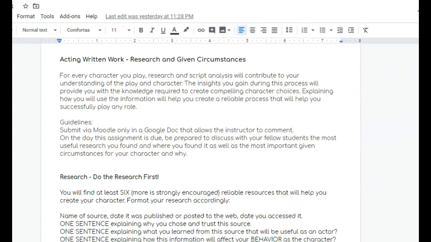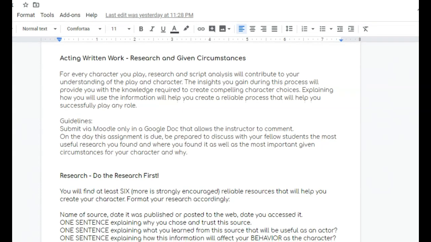You submit this on Moodle, and it's my goal that we will discuss these in class. So when you prepare your discussion, you might want to have access to this document that you've submitted on Moodle electronically. But the main things that I would want you to share with your fellow actors is what was some of the research that you found really productive, and what are the most important given circumstances for your character, and why are they the most important given circumstances.